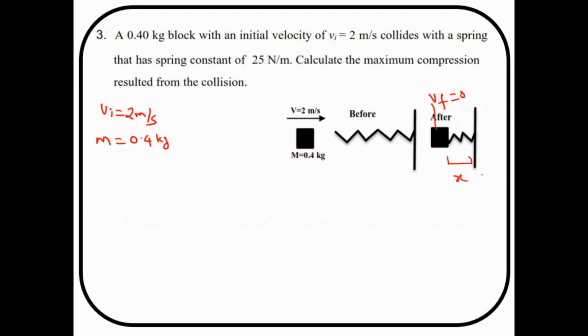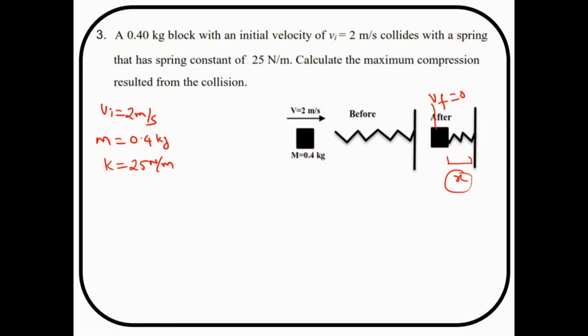Clear? Okay, now for getting the value of this, we need the spring constant, and that value is already given here, which is 25 Newton per meter. So for getting the compression value x, we have to use the law of conservation of mechanical energy for this case.